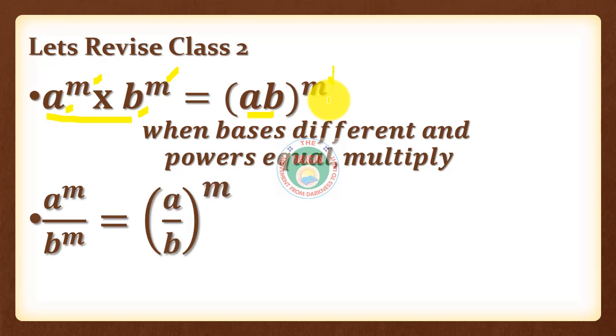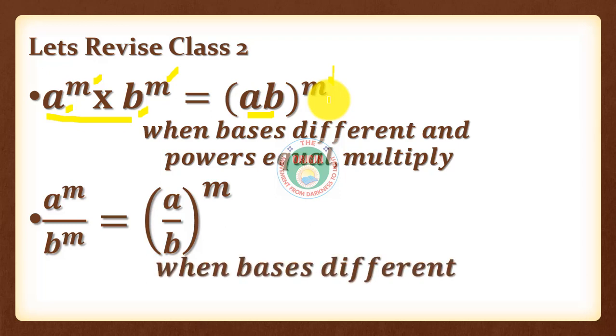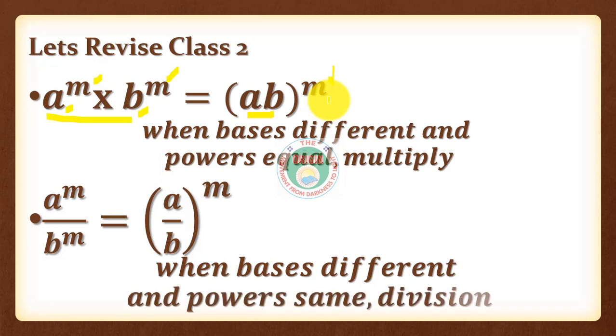Next, rule 5, a power m by b power m. Here also same, but it is the division. When base is different, powers same, and two expressions are under the division. In this case, resultant is a by b whole power m. That is about the class 1 and class 2.